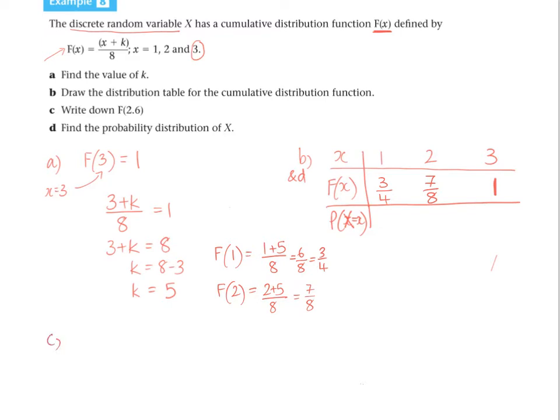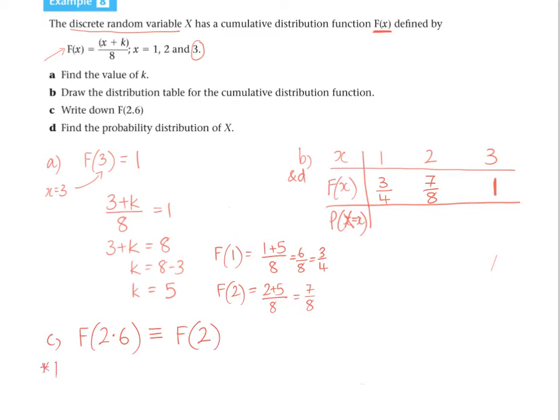Right, part C then. Write down f of 2.6. Right, there's a problem here. We don't have a 2.6 on the table. Which one can I only go to? Which one would you say that that's exactly the same as? I've not got a 0.6, it's discrete data, it has to be a whole number. And if I say to you we never ever round up, then that has to be f of 2.